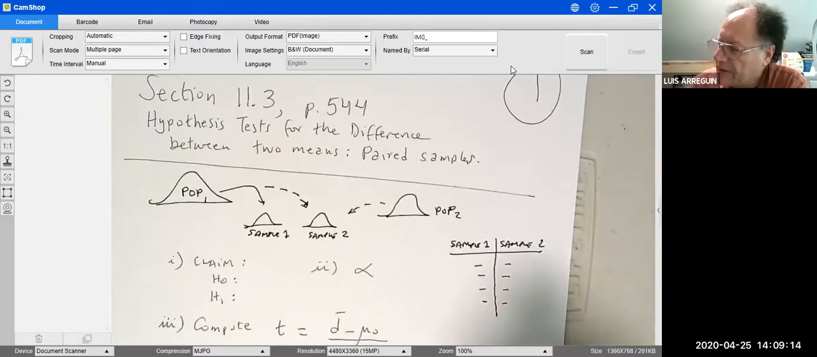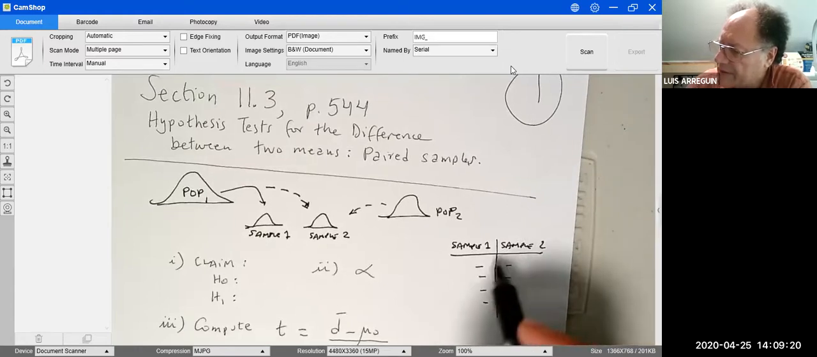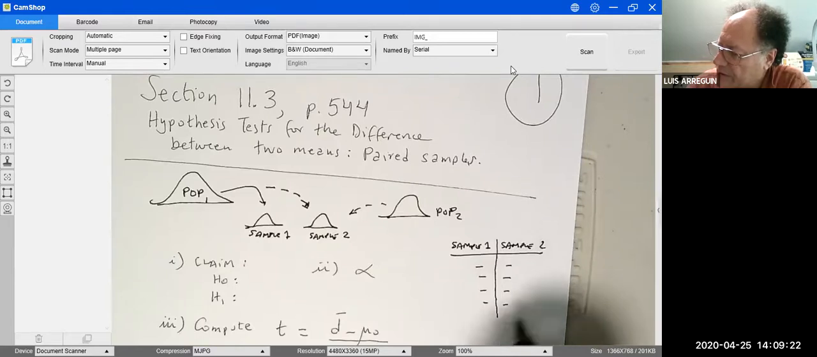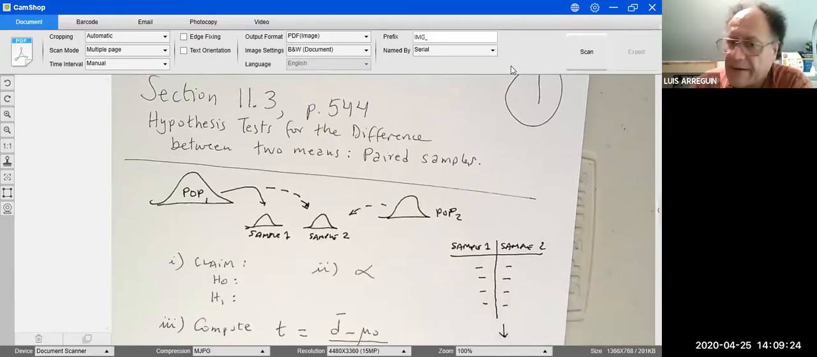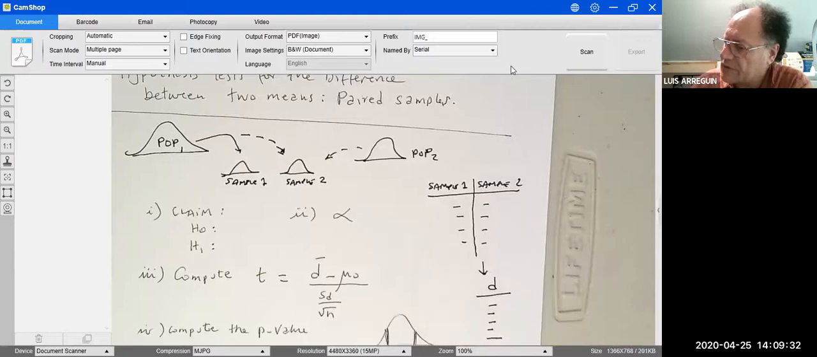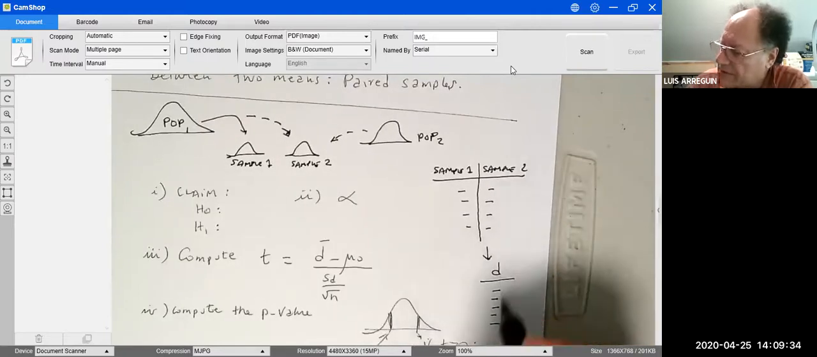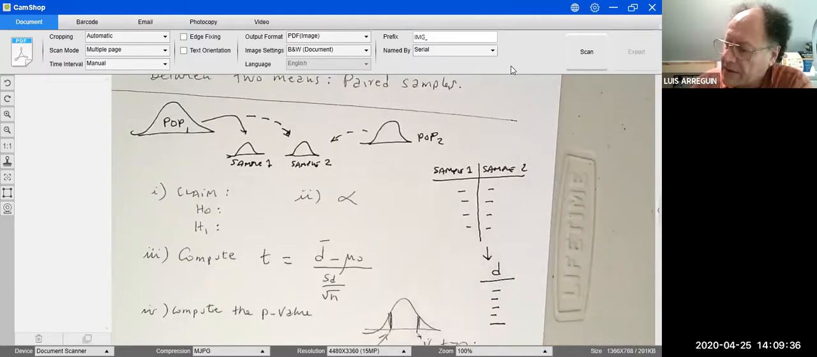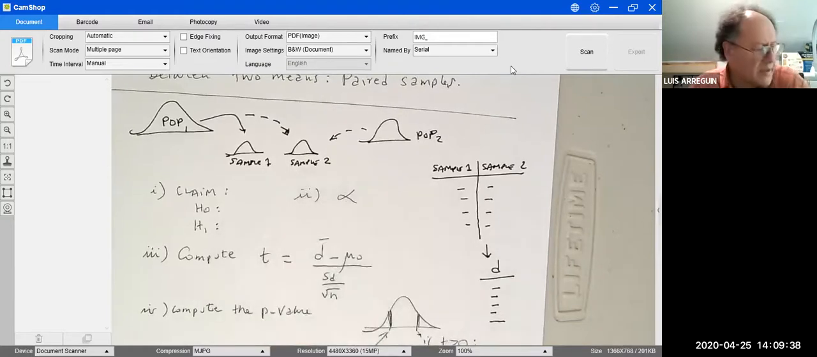So the way that we're going to deal with this problem is that we're going to compute the differences between the measurements. So we're going to create a new sample with the differences. So this two-sample table is going to become just one table with the difference for all those different individuals. And then we're going to work only with the differences as a single sample. So the steps are going to be the same as before. We can check also our book.